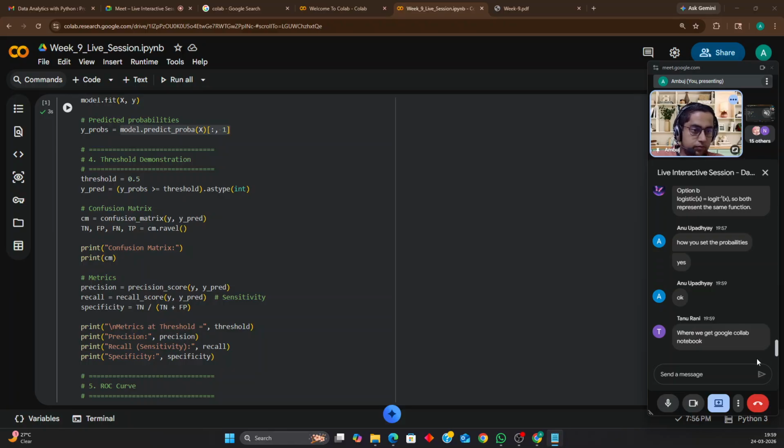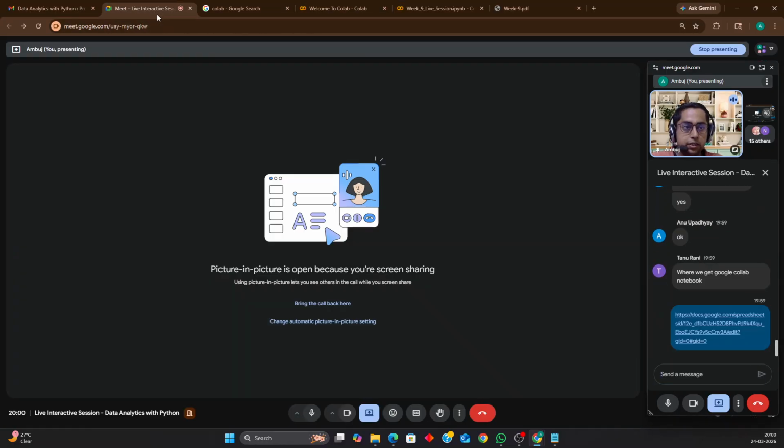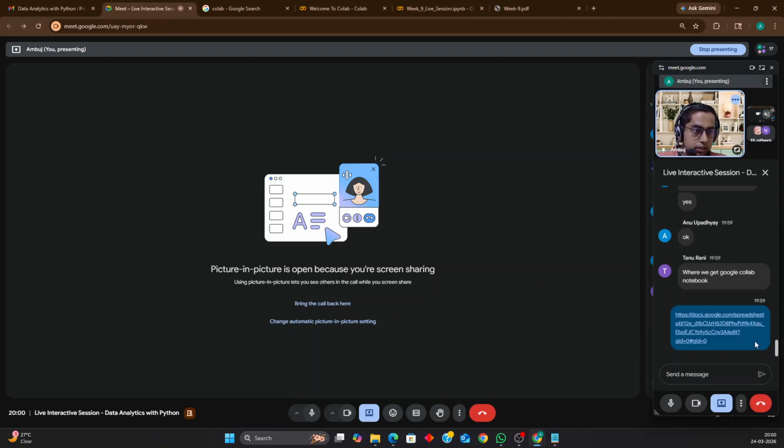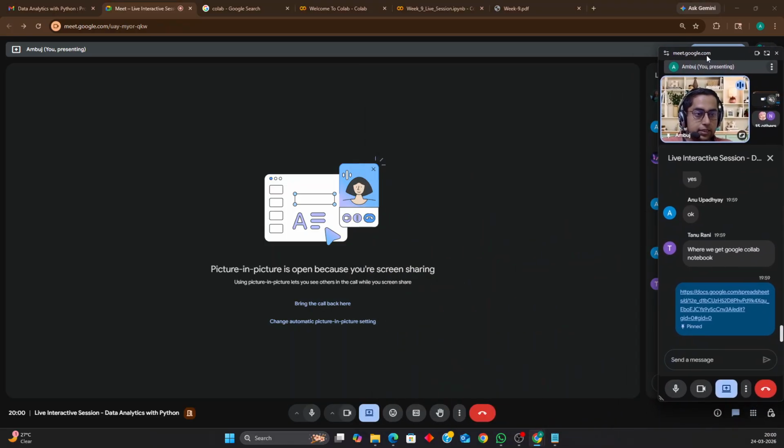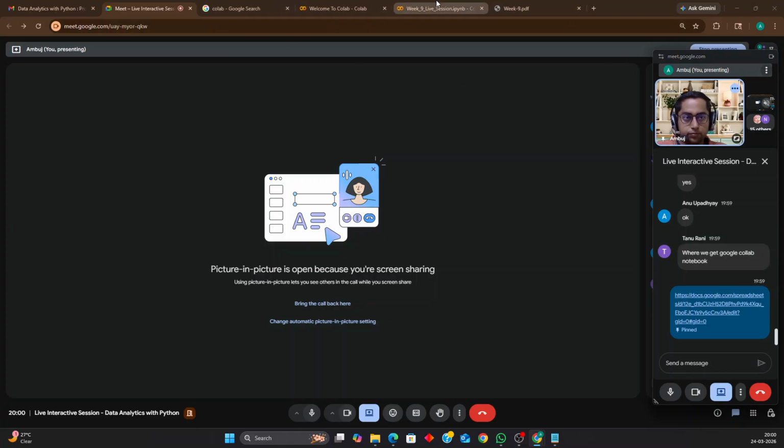Just 1 second. Where this particular Google Doc notebook is, I will bring it. But I can print it. No, I cannot. It goes away. Yeah, see, there is a link of the Colab notebook. Okay, there is a Google Doc link which I have given to you.